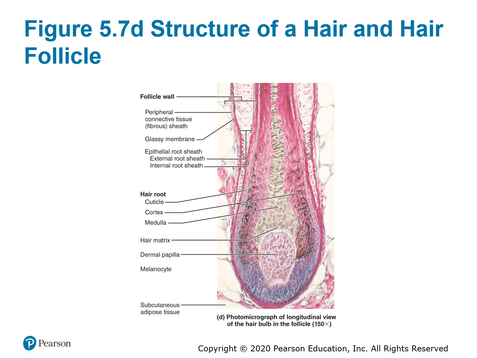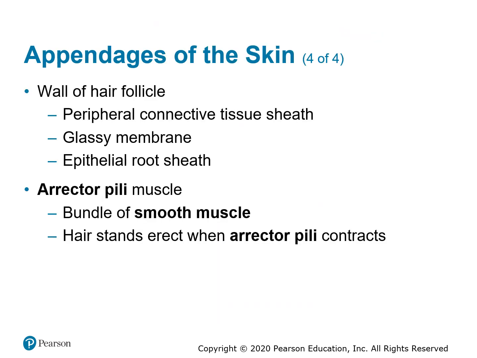So again, another image. This is a more lifelike image of that hair follicle. The walls of the hair follicles are made up of these three. We talked about those a little bit earlier. And then that erector pili muscle is just a bunch of smooth muscle that contracts to help keep you warm. Causes goosebumps.